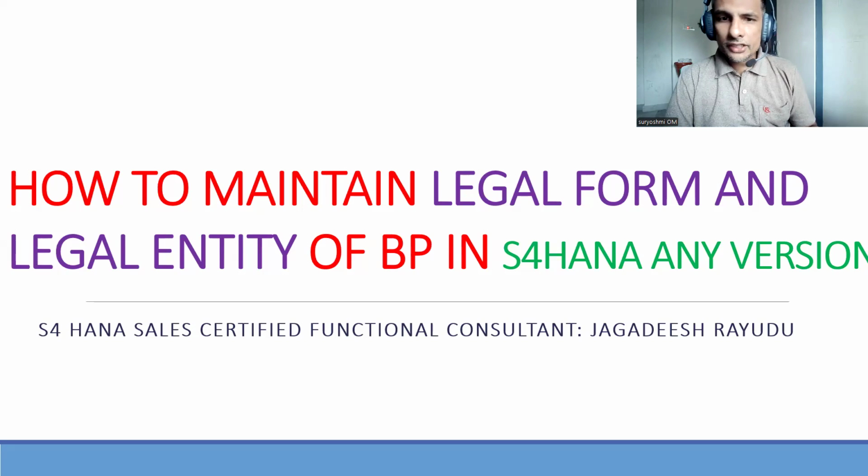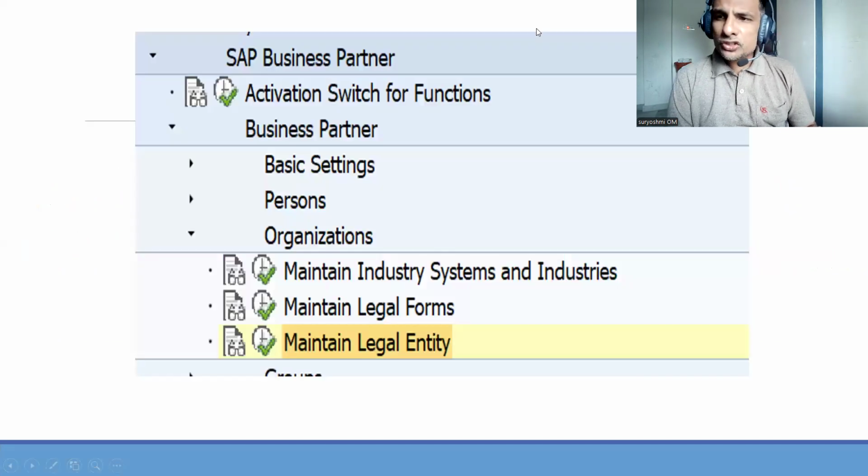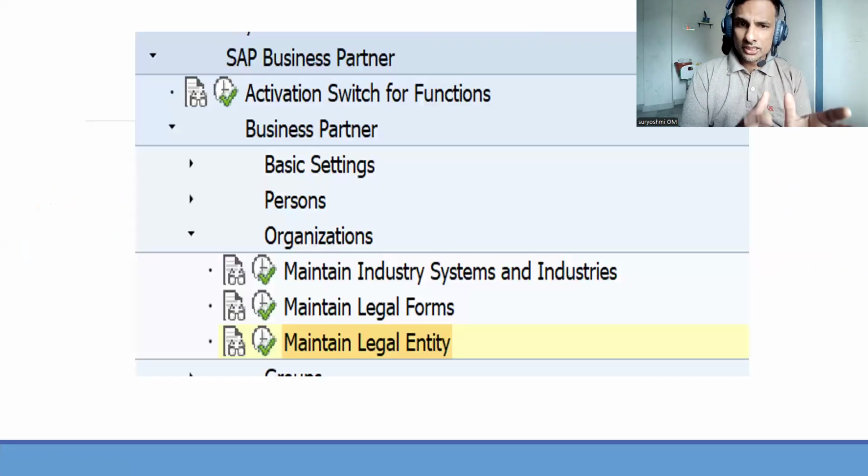If you take any S4HANA version, legal form and legal entity, let's try to check this one. Most of the time, all these fields are available in the cross application section for business partner master data. You can see this. This is basically the configuration for your legal form and legal entity. Let's explore what exactly it is.